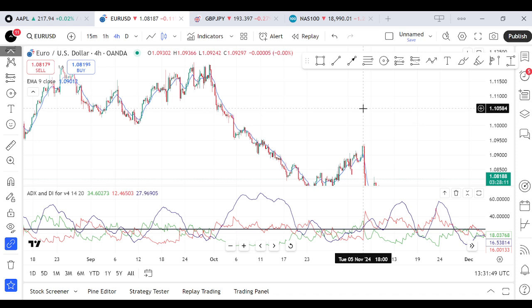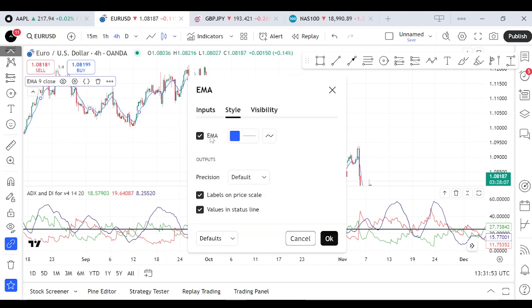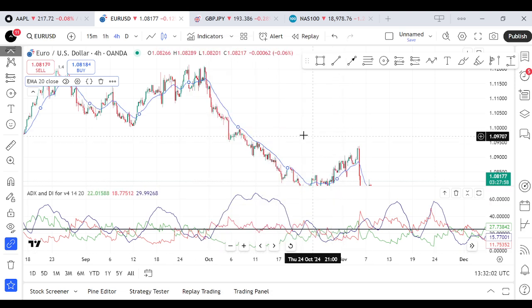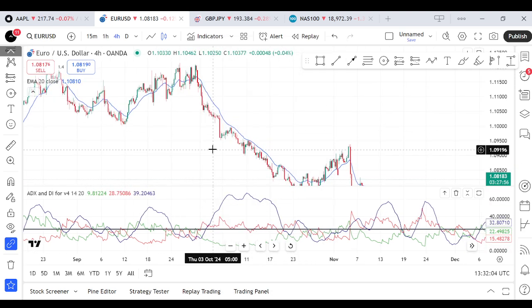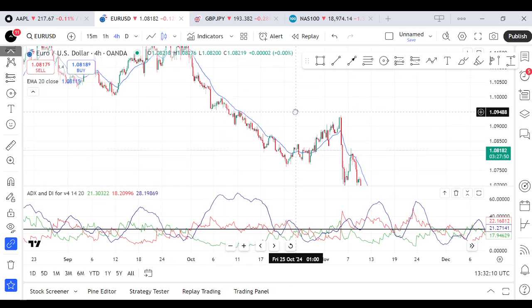You can just use your intuition or your trading knowledge and just spot support and resistance levels. But the 20 period EMA can help you to spot pullbacks when price returns to this dynamic support and resistance line, which is this 20 period EMA. You can engage the markets.